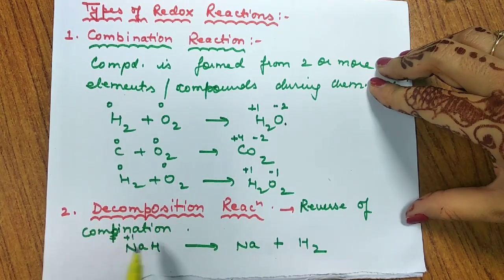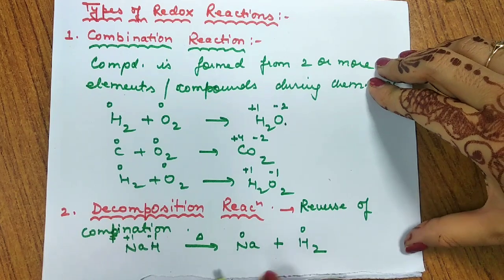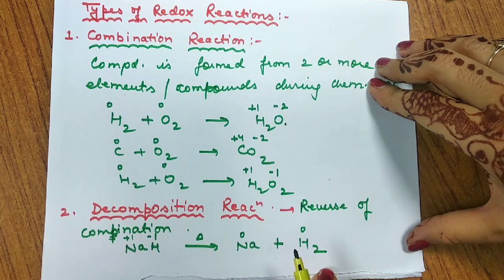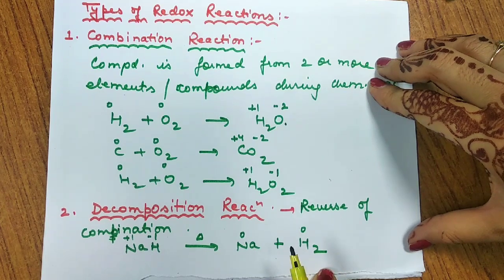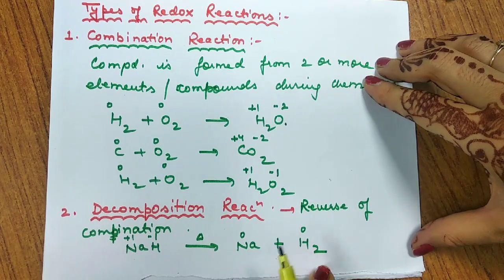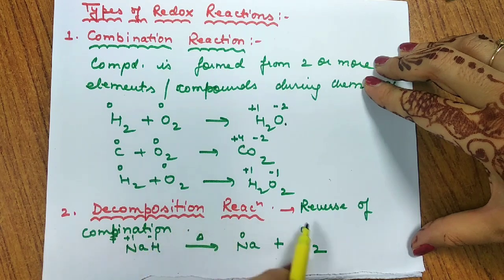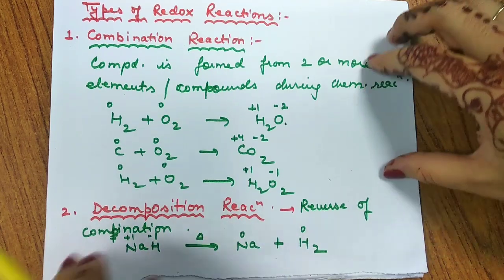So sodium here is +1, hydrogen is -1 as it is linked with an electropositive metal. Sodium goes to 0, hydrogen goes to 0. This takes place on heating. We call it thermal decomposition also. So sodium hydride, a compound, on heating undergoes thermal decomposition into sodium and hydrogen. Now my question is, is it a redox reaction also? Yes. Sodium undergoes reduction going from +1 to 0. Hydrogen undergoes oxidation, going from -1 to 0. So this is how decomposition via heat takes place.